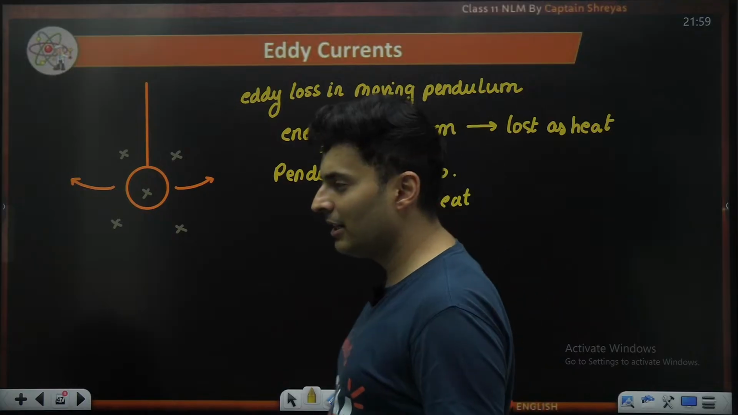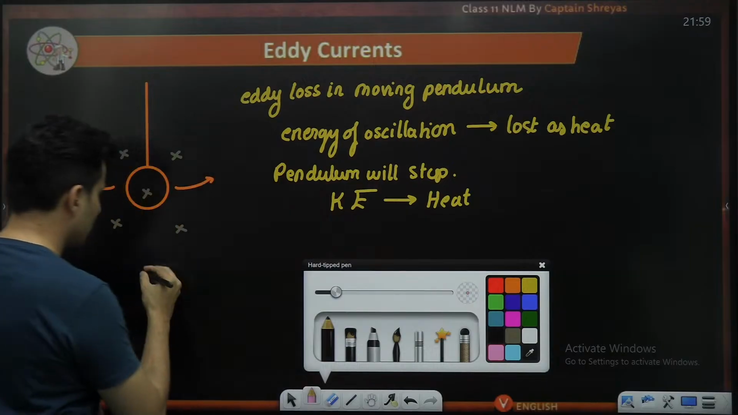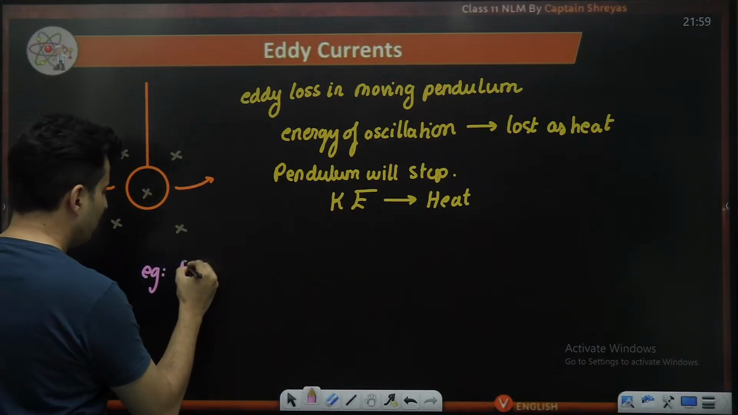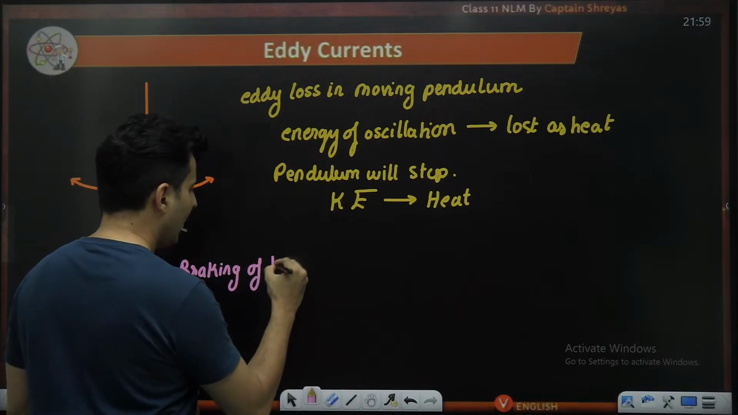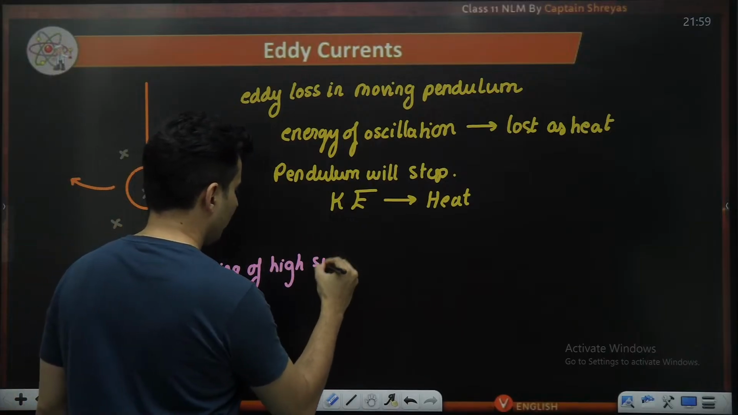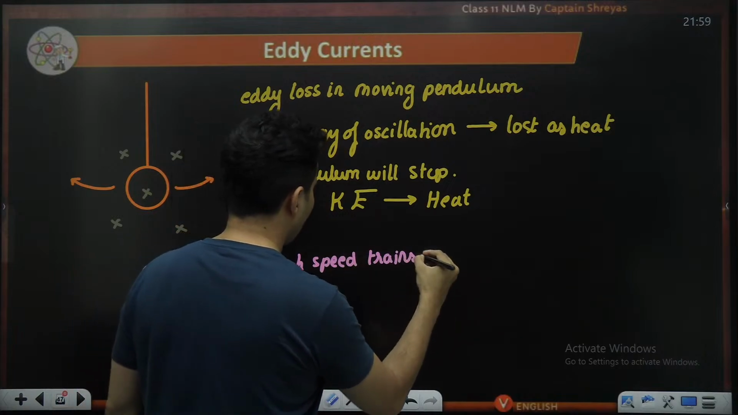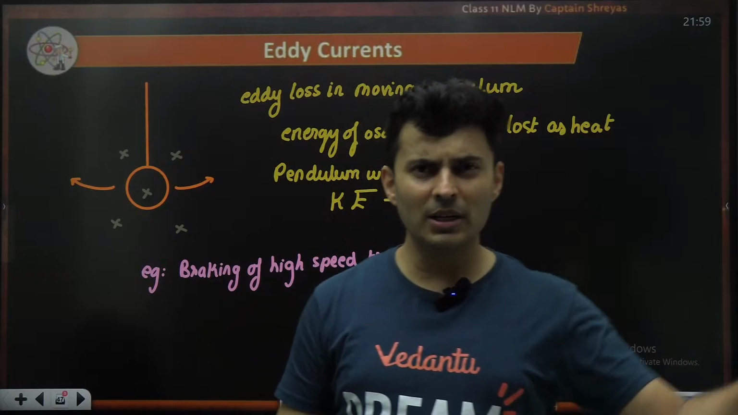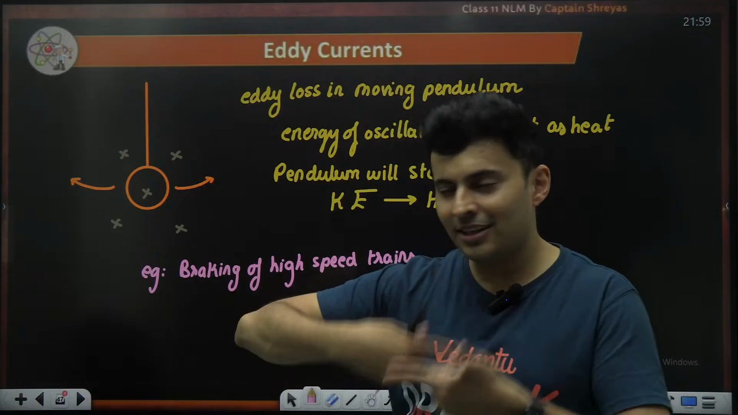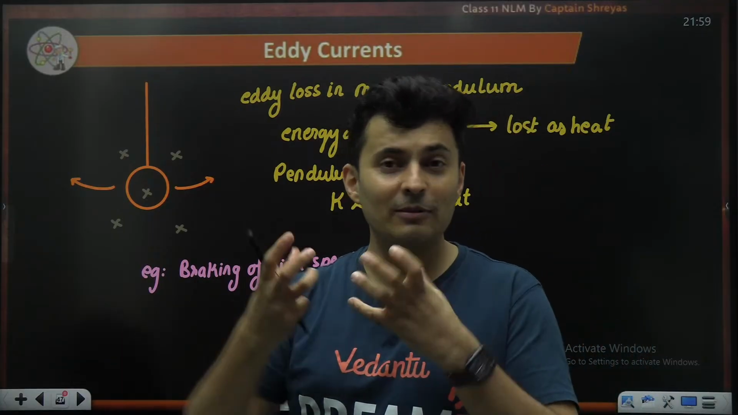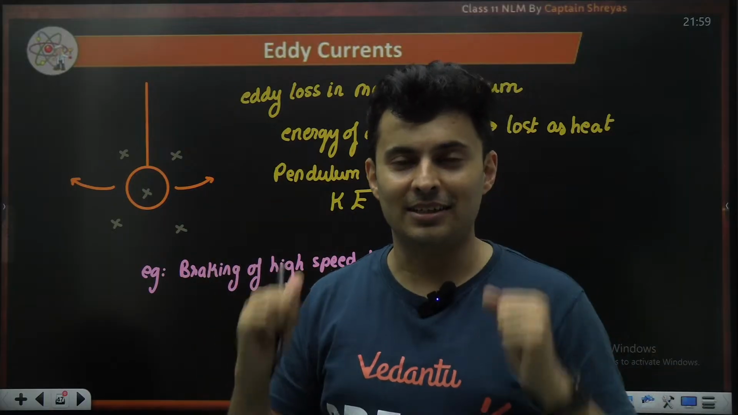Is that absolutely clear? The same principle is also used in the braking of high speed trains. So the wheels of the trains are metallic in nature, which are conductors. So you bring a magnet close to them, just like this. So the rotational kinetic energy will be converted into heat. The wheels will become hot, but they will lose it, and this happens even without touching it.